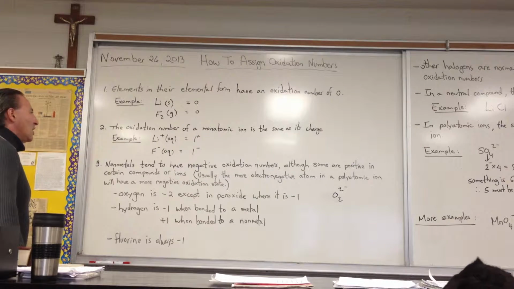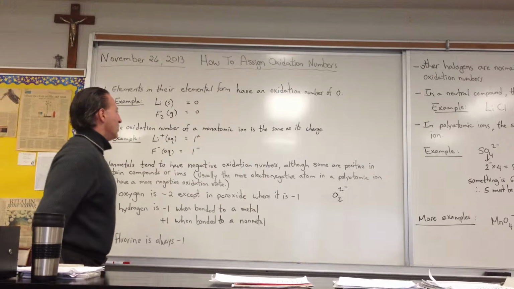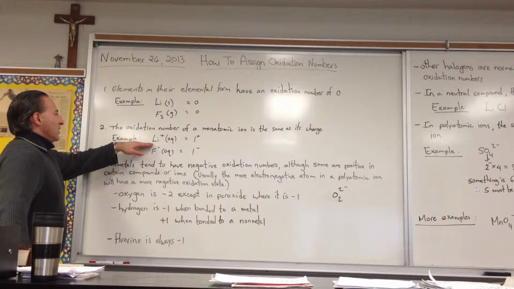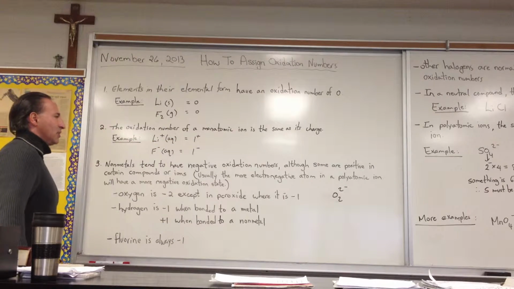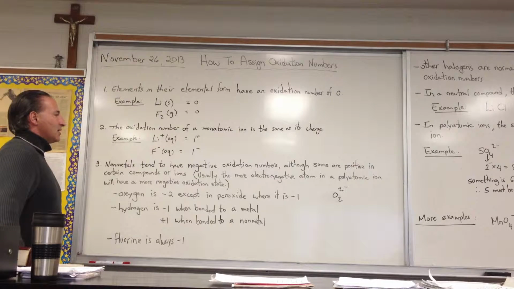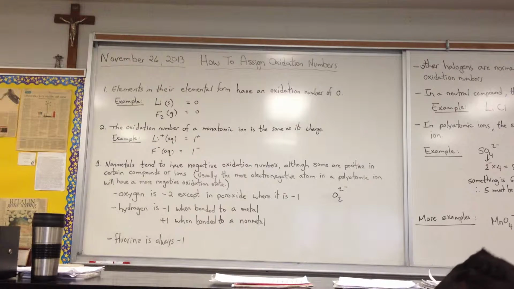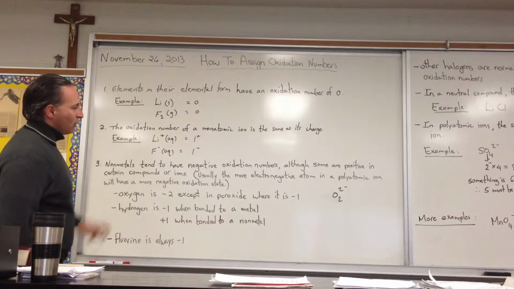Second rule, the oxidation number of a monatomic ion is the same as its charge. Example, lithium cation has a +1 charge, so its oxidation state is +1. Fluoride anion has an oxidation state of -1. So the first 2 rules are very simple. The third rule has a few corollaries to it.